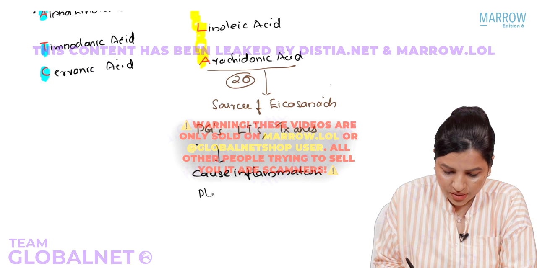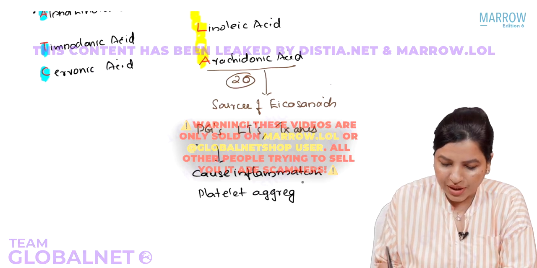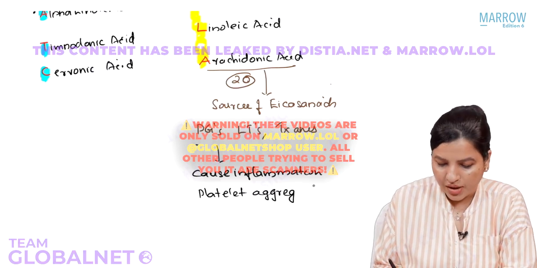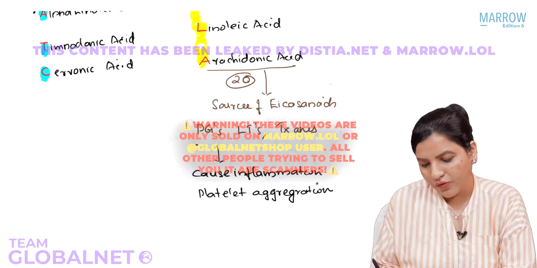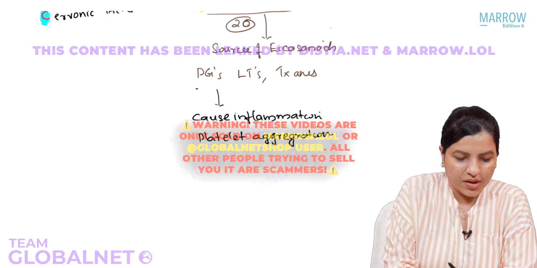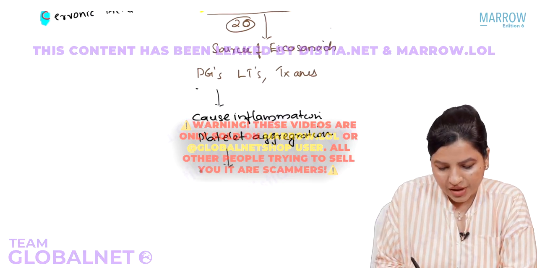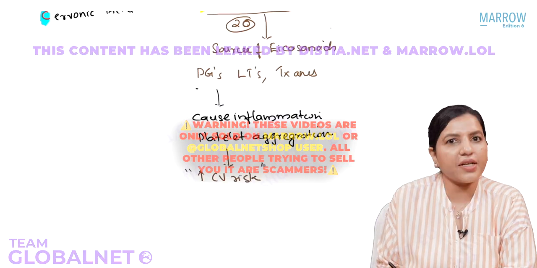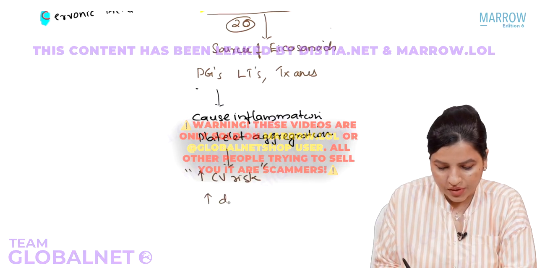Platelet aggregation. So, these are mediators of inflammation, platelet aggregation, etc. Which means, is it good for our body? No. See, if there is platelet aggregation, inflammation, etc., can it increase the cardiovascular risk? Yes, it can increase the cardiovascular risk. It increases the risk of degenerative disorders.